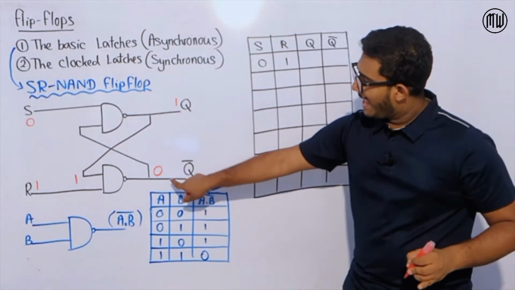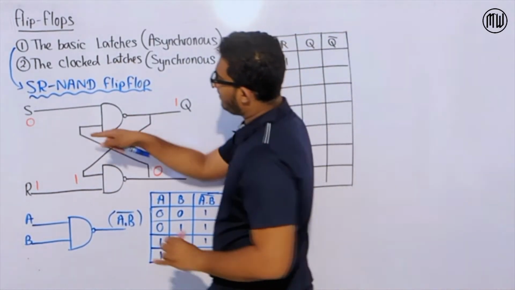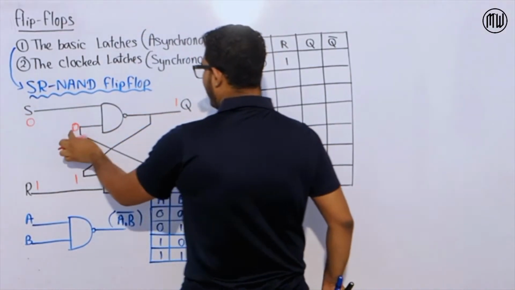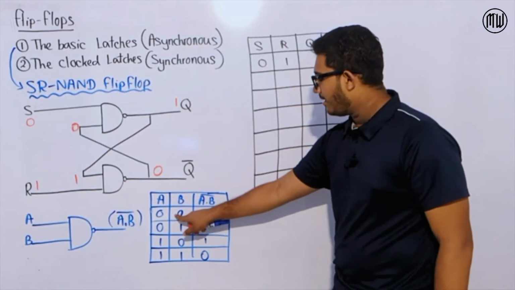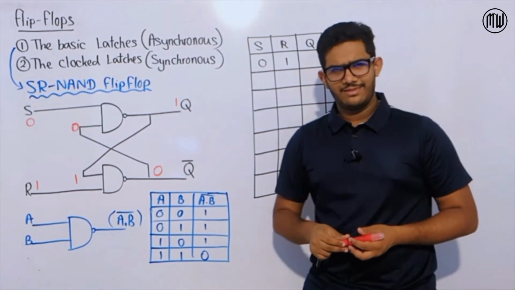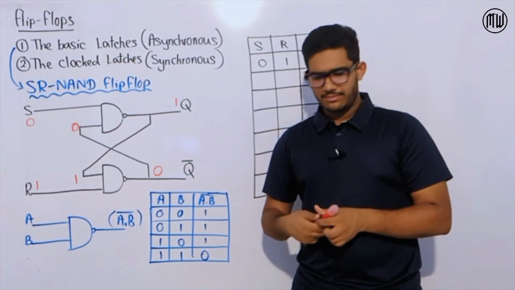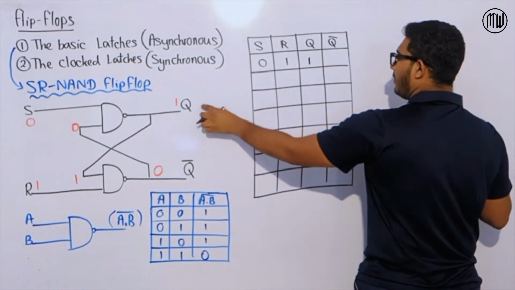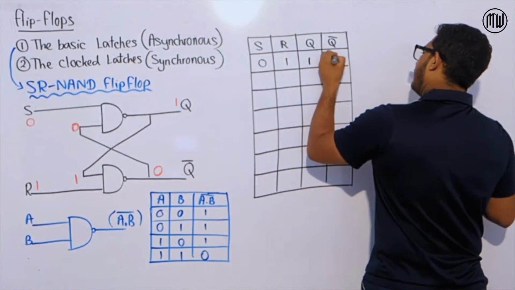Okay, and that 0 actually travels up here. Again, we have 0 and 0. Just to check, 0 and 0 does give out 1. Did you understand what happened here? The outputs came in as 1 for Q, 0 for Q bar.